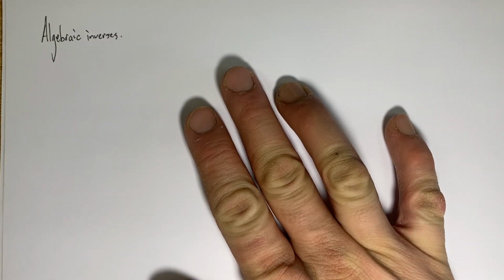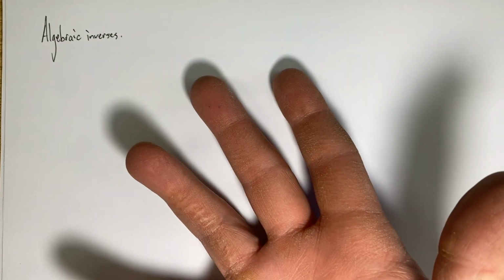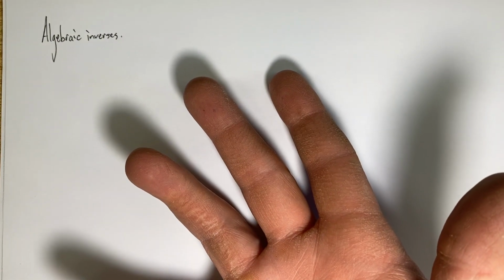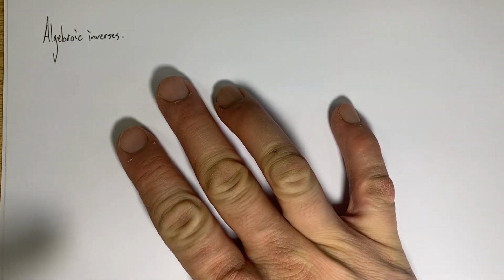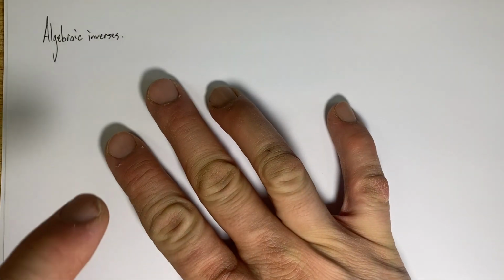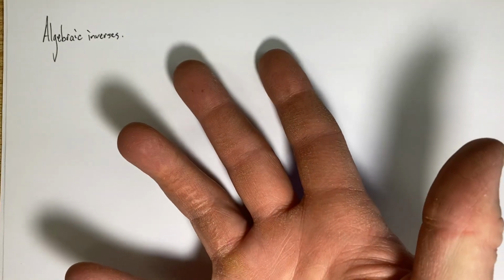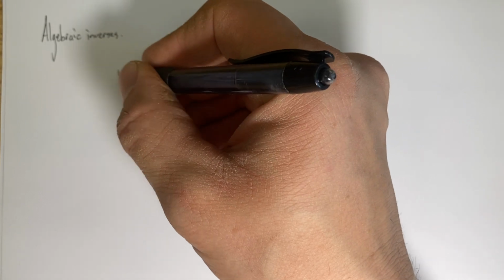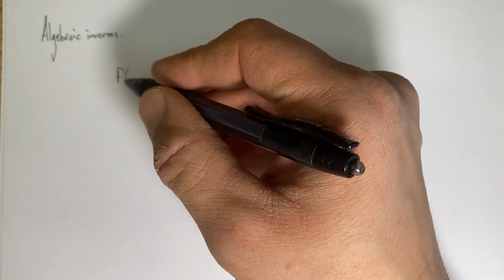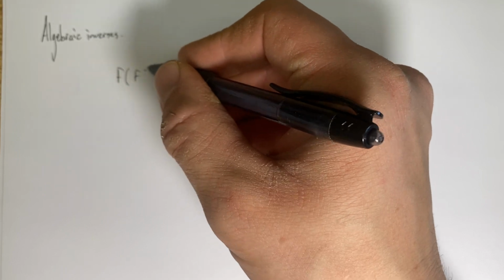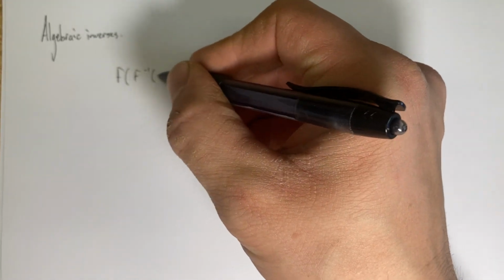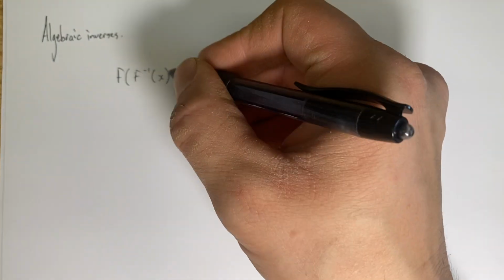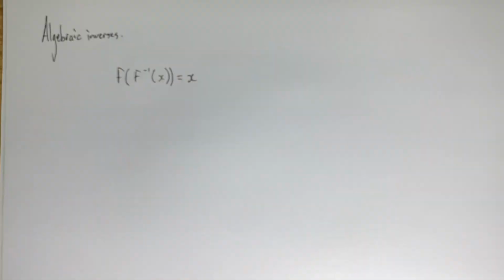The function could be flip. And the inverse function of flip would be flip back. So if I start in the down state and I flip and then flip back, I end up in the down state. If I start in the up state and I flip and flip back, I end up in the up state. The way that this looks algebraically is through something like this. We say that if we apply a function and the inverse to a particular state, then we're going to get back to the original state.